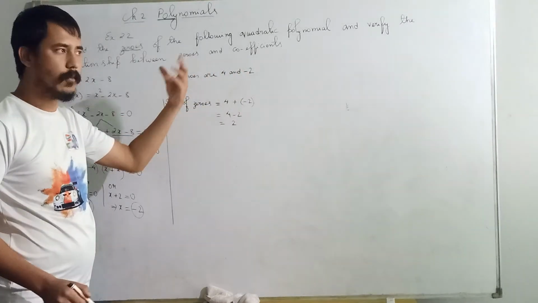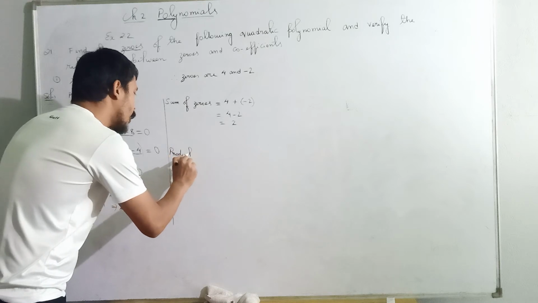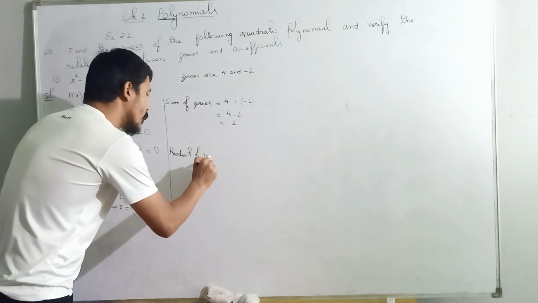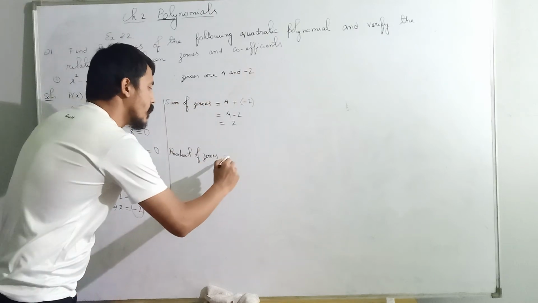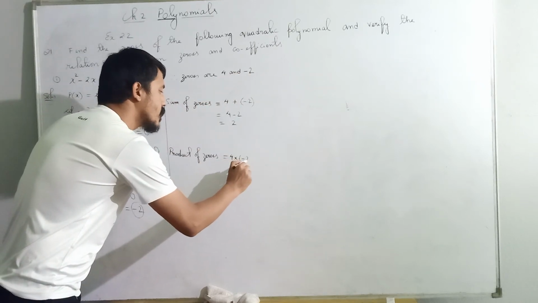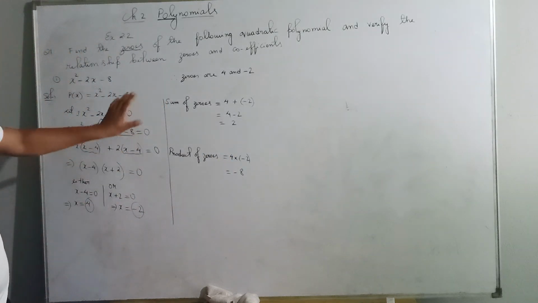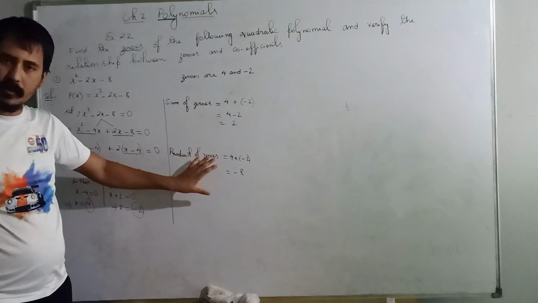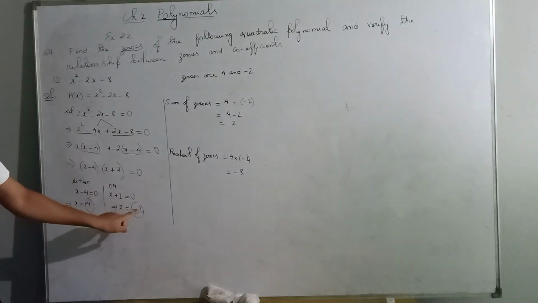And I'm going to find their product. These are your zeros, so I write product of zeros. You multiply your zeros: 4 into minus 2 gives you minus 8. So we have obtained the sum of zeros and product of zeros only after determining the zeros.